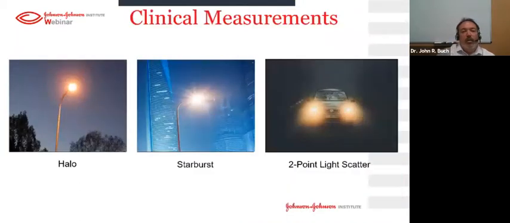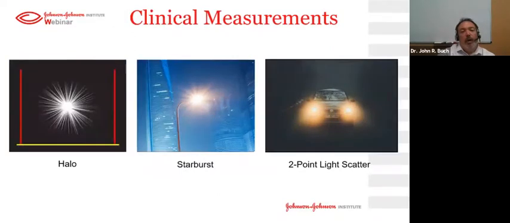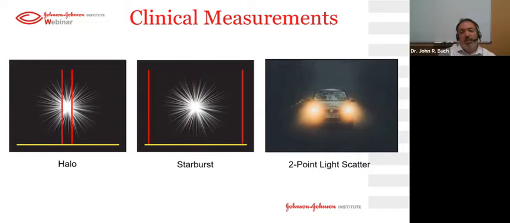So, if we look at these clinical measurements, if you look at halo here on the left-hand side, what's done is those calipers are brought in until the patient says, yep, it's right there at the edge of the halos, and then they read it. Okay, and obviously the measurements are repeated. Same type of concept for starbursts, except this time they're only coming in to the edges of the spokes.